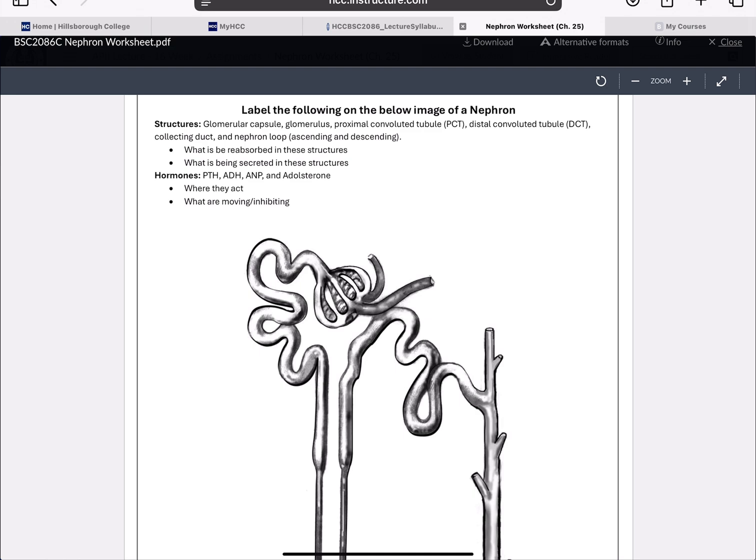And also, what are they doing? Now that they're there, what are they doing to help concentrate or dilute our urine? And if they're moving something in order to do so, like an ion, also be aware: is it moving into that particular area of the nephron, or is it leaving that particular area of the nephron?